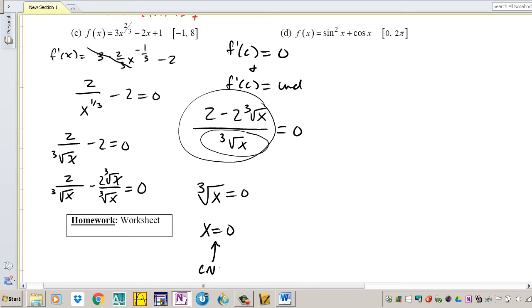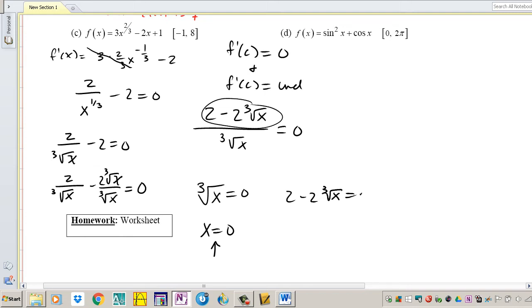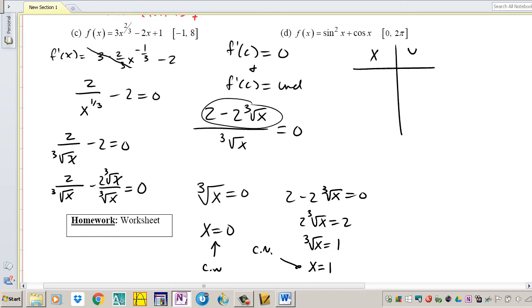Critical number. Now, what would make this fraction equal to 0? Well, if the top of the fraction was 0, then the whole fraction is 0. So set the top equal to 0. And that is 2 cube root of x is equal to 2, cube root of x is equal to 1, and x is 1, which is another critical number. So I have a total of 4 candidates: -1, 0, 1, and 8. And I go ahead and plug those in.